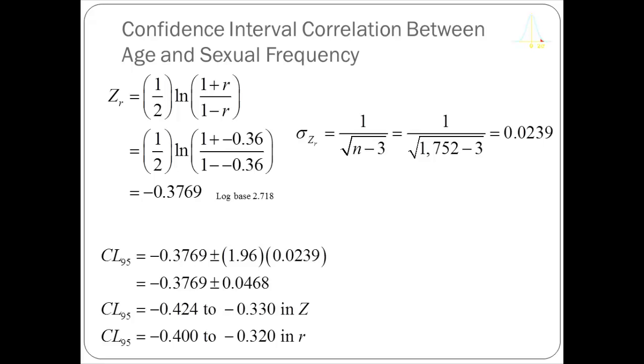We can go ahead and solve this problem and create a 95% confidence interval and use that to test for significance. So let's go ahead and talk about our null and alternative hypothesis. The null hypothesis is that the correlation coefficient is equal to 0. The alternative hypothesis, and I'm using a two-tailed hypothesis here, is that the correlation coefficient is not equal to 0.